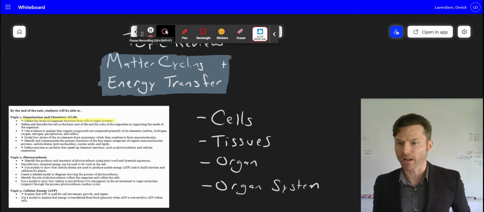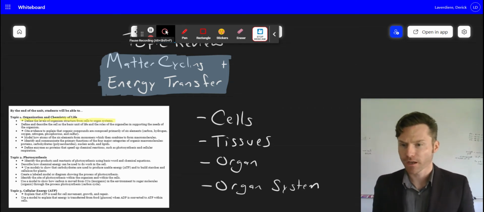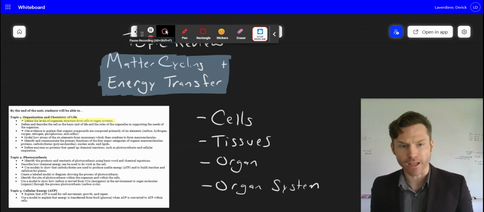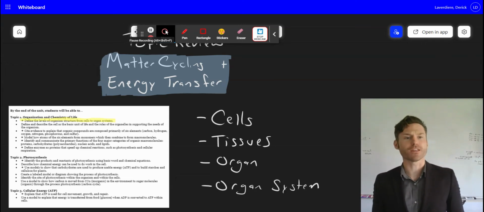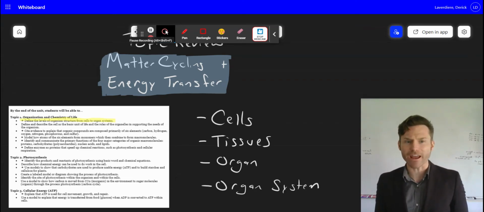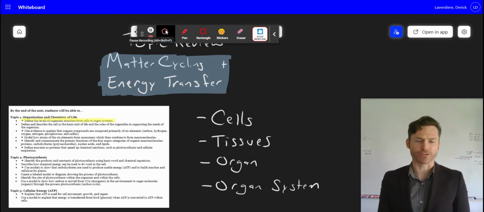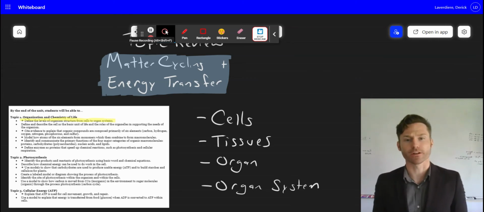So the first point that I want to hit is define the levels of organism structure from cells to organ systems. And so these are the categories of structures that we have in our bodies as organisms. Right? These are for multicellular organisms specifically.